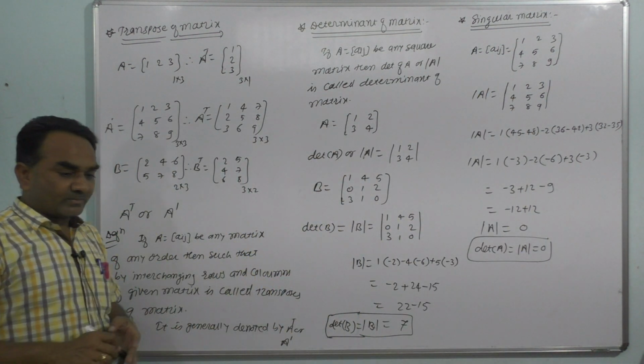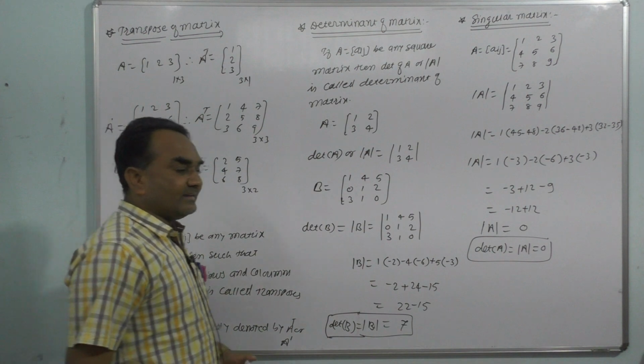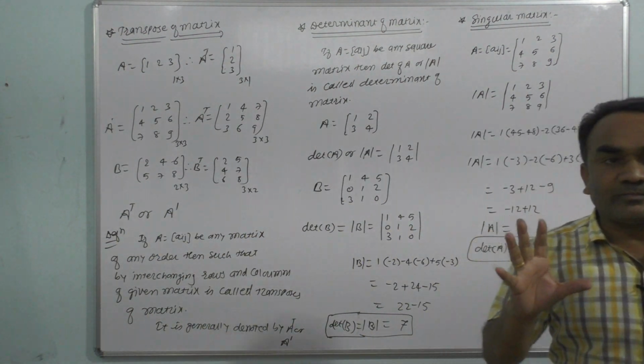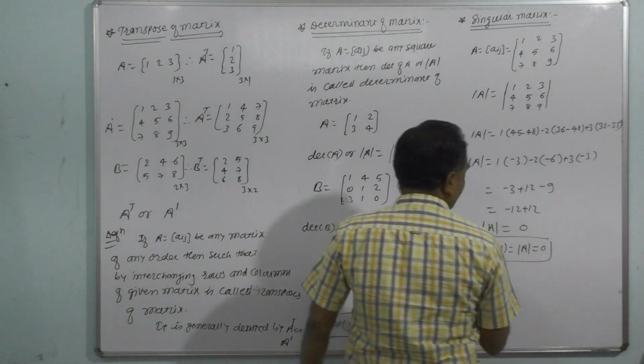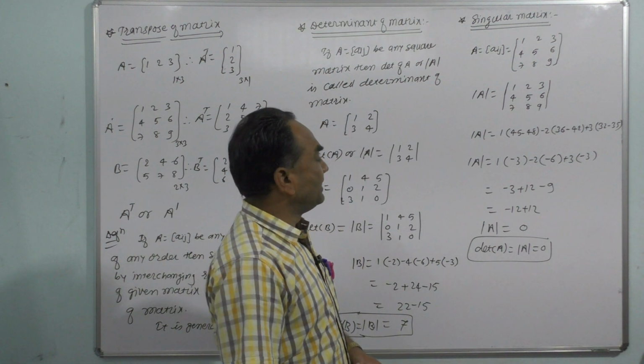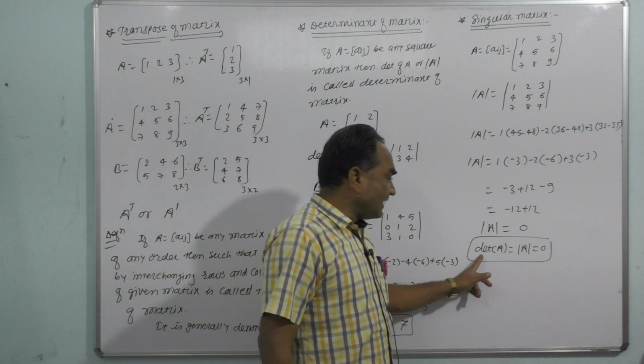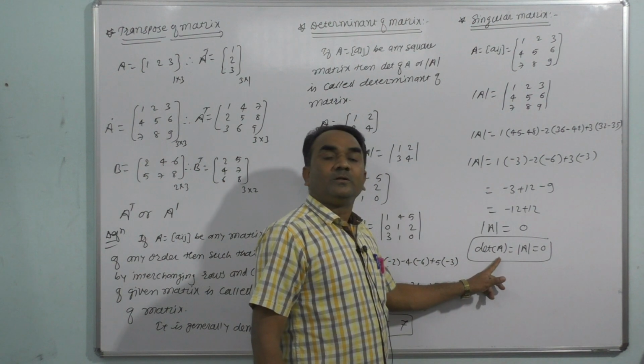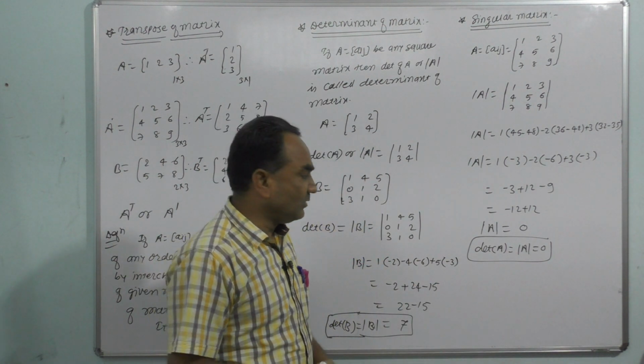What is meant by singular matrix? If A = [aij] is any square matrix of any order, such that det of A is equal to 0, then this matrix is called a singular matrix.